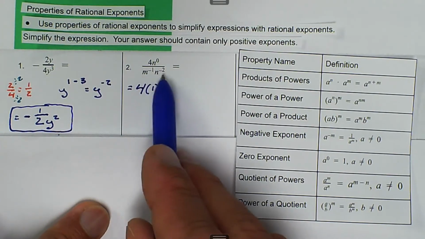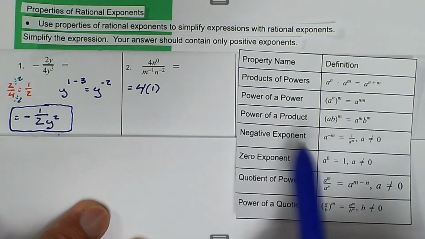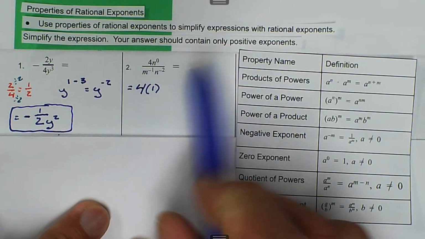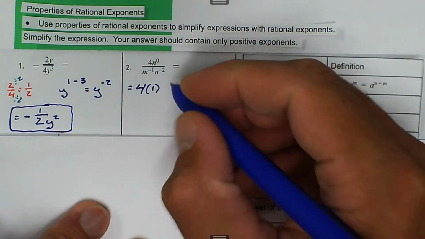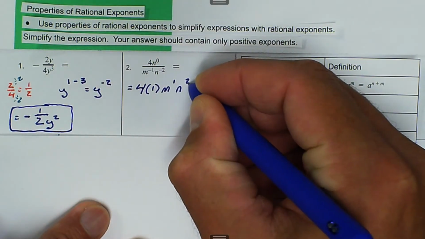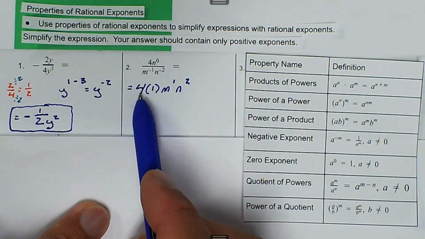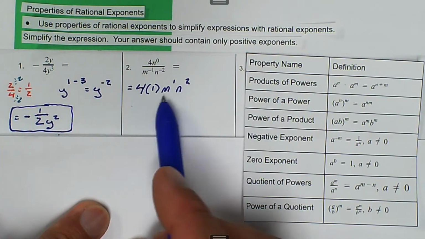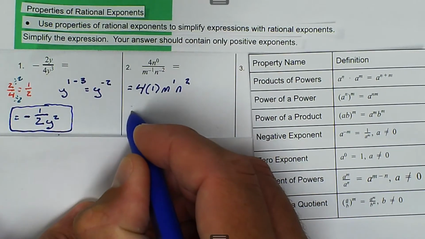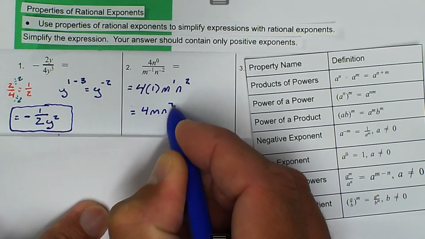And then if it has a negative exponent, in this case, we can move it from the denominator to the numerator, and we make it positive. So then it becomes m to the first, n squared. And at this point, we don't have anything that we can simplify other than we can say 4 times 1 is still 4, and then we can just write down what we have there. So that's going to be equal to 4m n squared.